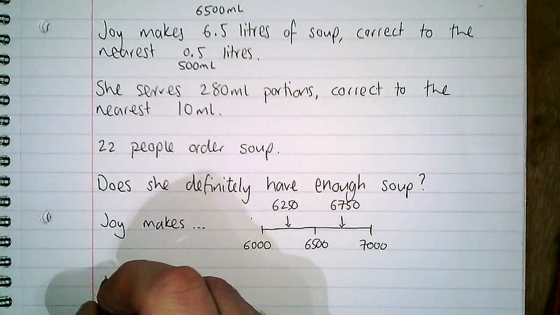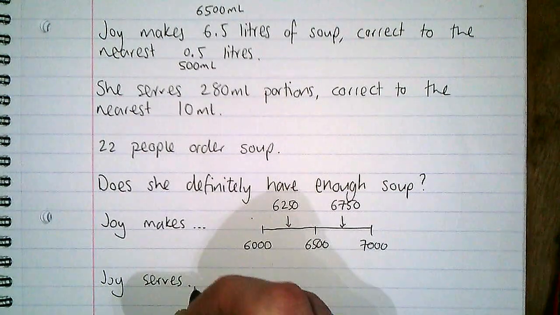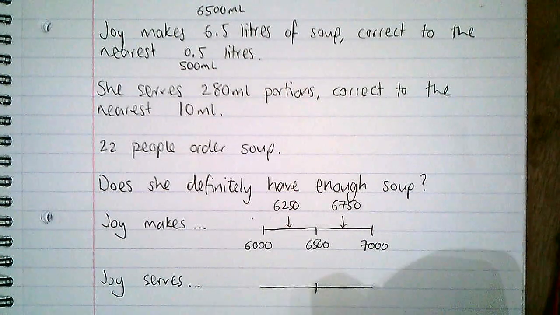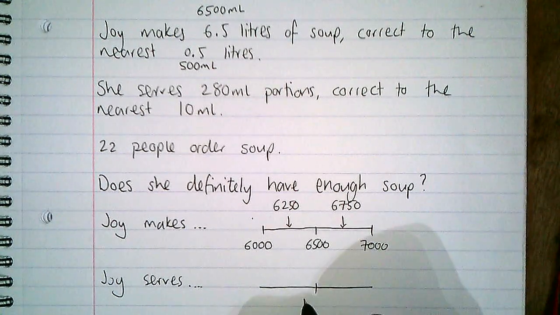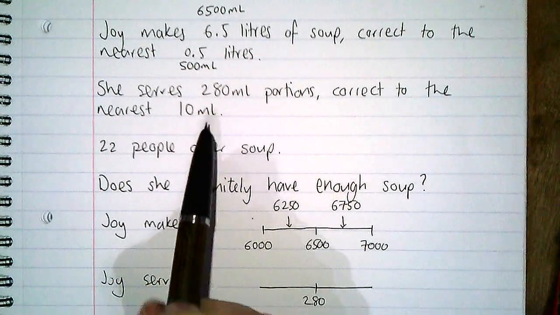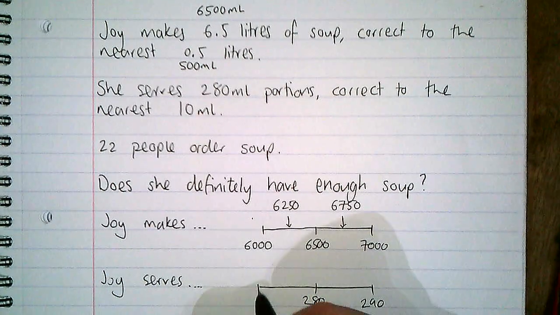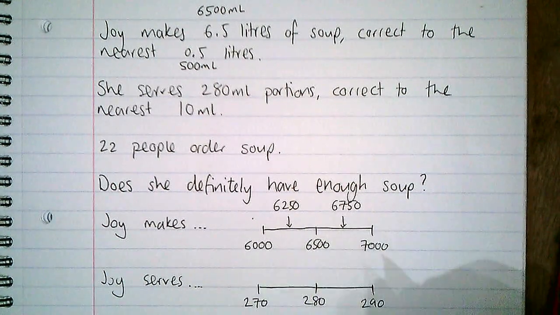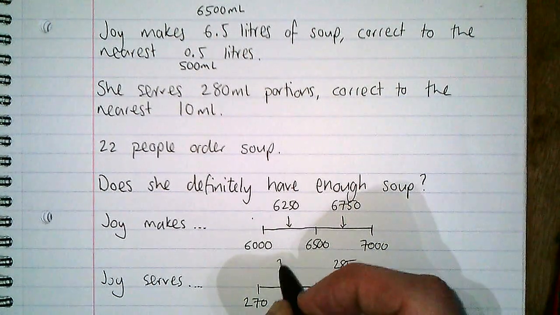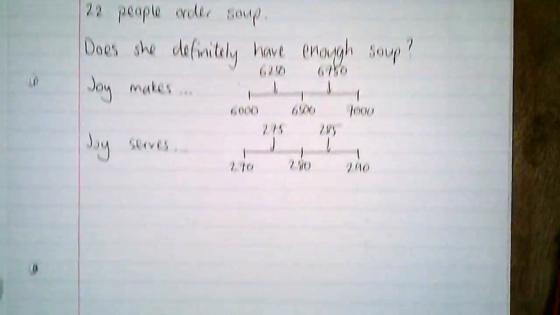Next, this is what she serves. So Joy serves. Let's draw ourselves a nice little line. In the middle there we've got 280, and this is rounded correct to the nearest 10 millilitres. So we want to go 10 millilitres up, 290, 10 millilitres down, 270. So here upper bound 285, here lower bound 275. Now let's just shuffle that up because we've got all the information that we need.